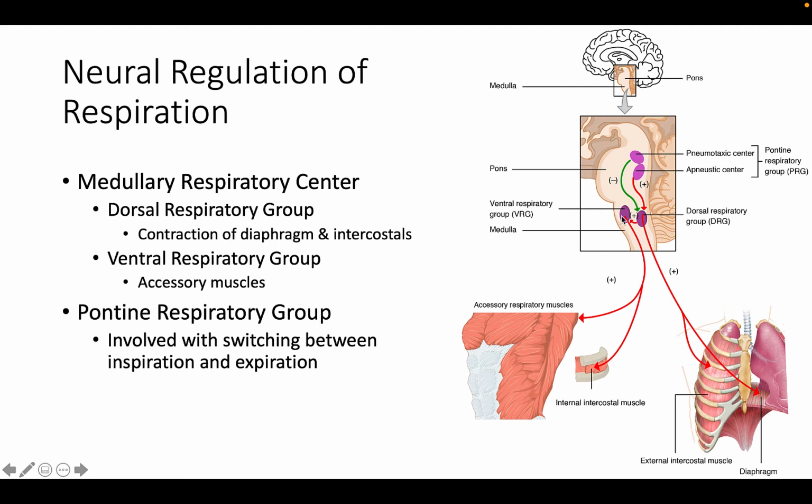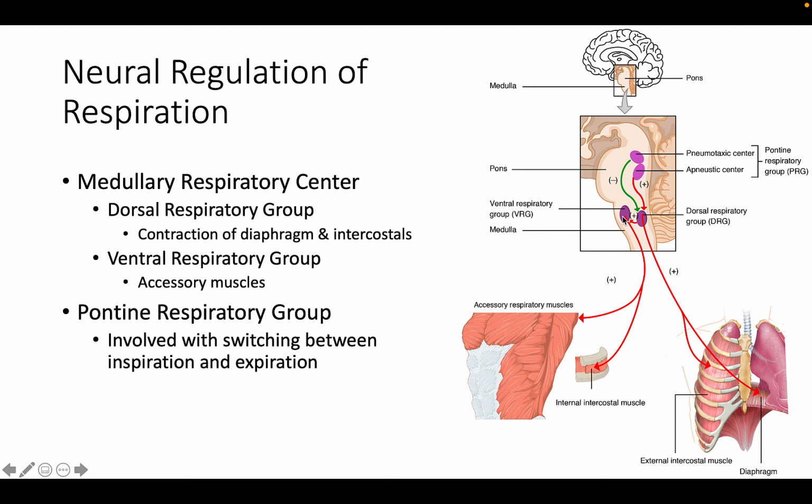The dorsal respiratory group is involved in maintaining a constant breathing rhythm by stimulating the diaphragm. So if you follow the arrows, it stimulates our diaphragm as well as the external intercostal muscles. It stimulates them to contract and then results in inspiration. When activity in this dorsal respiratory group stops, they are able to relax, allowing expiration to occur.